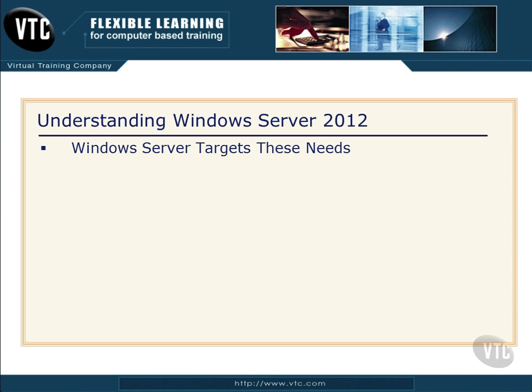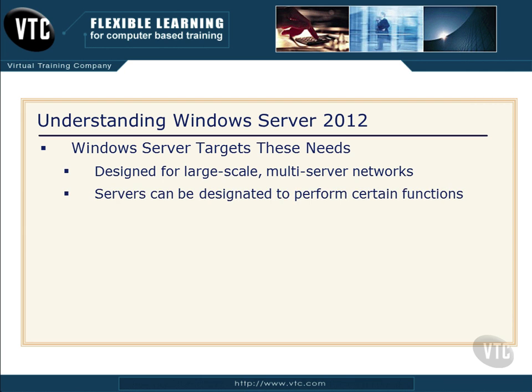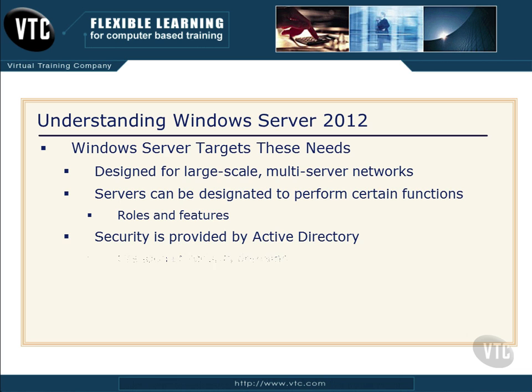Now, understand that Windows Server targets these very needs on our networks. It was designed from the ground up for large-scale multi-server networks. The servers can be designated to perform certain functions, and we call those roles and features, and we'll talk about those a lot as we move through the course here. And security in the Windows Server world is provided by a set of functionalities that we know as Active Directory.